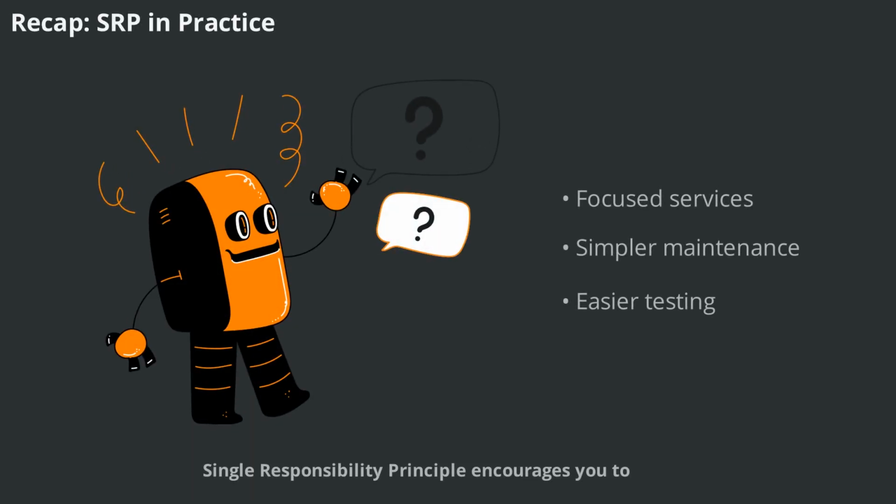The Single Responsibility Principle encourages you to break down your services into focused components. In Spring Boot, this means creating separate beans for distinct functionalities, such as user management and notifications. This modular approach simplifies maintenance and testing, ensuring each service does one thing well.